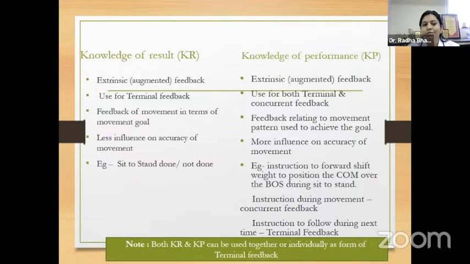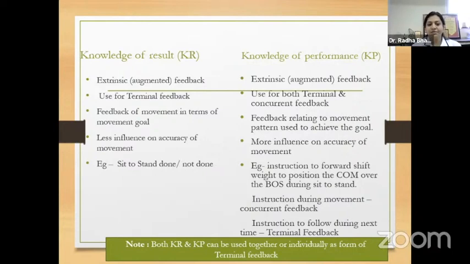Coming to knowledge of result and knowledge of performance, which are also called KR and KP. We have already discussed that both are extrinsic types of feedback. Knowledge of result can only be given after the movement is done, meaning it is part of your terminal feedback. Knowledge of performance can be given during the movement as well as at the end. So you can use it in the form of terminal feedback as well as concurrent feedback.